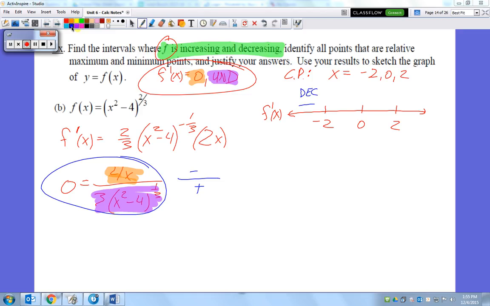All right, so let's go back a little bit. I think I jumped the gun a little bit. At negative 2, is it going to be 0 or undefined? Undefined. What kind of undefined? We don't know yet, right? Wouldn't it be asymptotic?